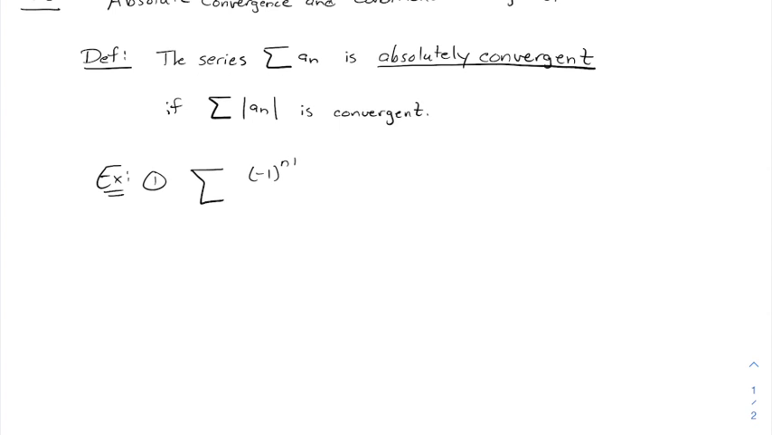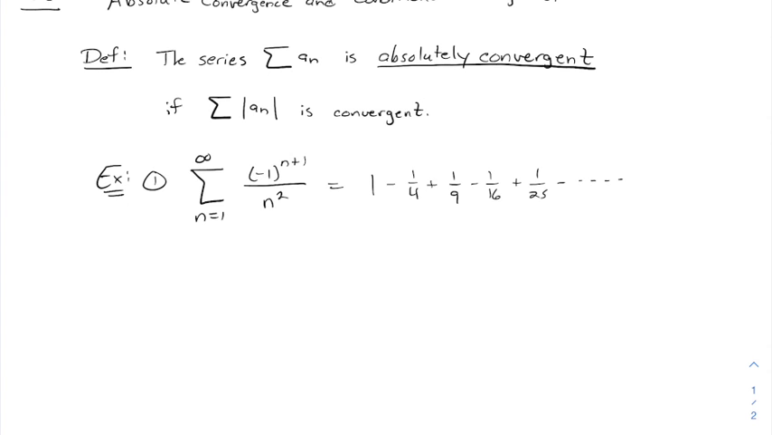Negative 1 to the n plus 1 over n squared, n goes from 1 to infinity. If we take the absolute value of this, well, before we do that, let's write this out. This is an alternating p-series. When n is 1, we'll get negative 1 to the second power, so we get 1 minus 1/4 plus 1/9 minus 1/16 plus 1 over 25, etc.